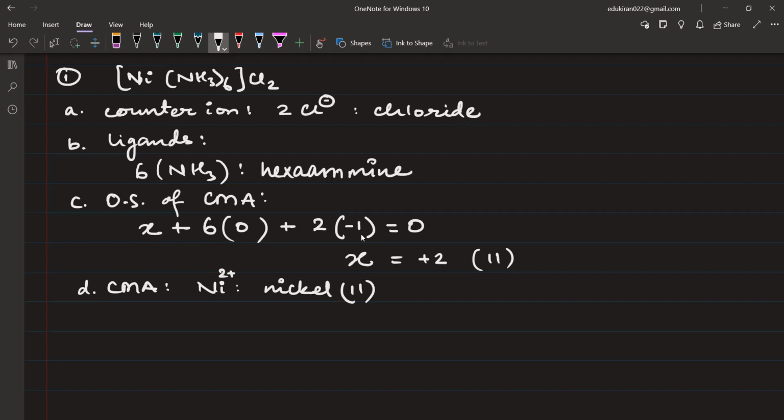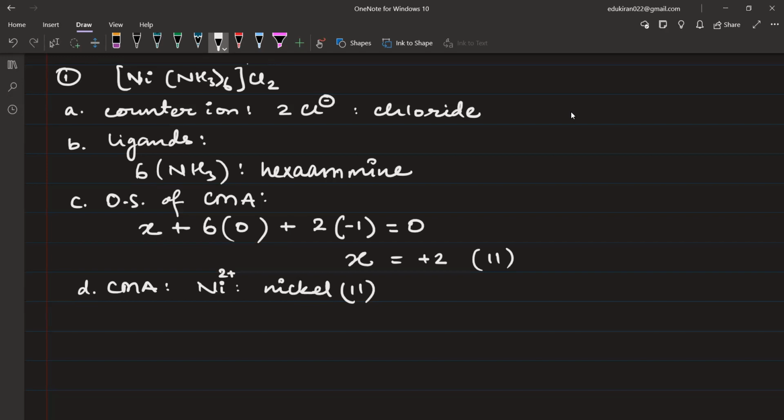Now what do we write first? Anion or cation? Whose name should I write first? Cation. Now, is the cation the complex entity, the coordination entity, or is it the counter ion? What is the cation here? Is the counter ion a cation or an anion? Anion. Yes, so what will be my cation?